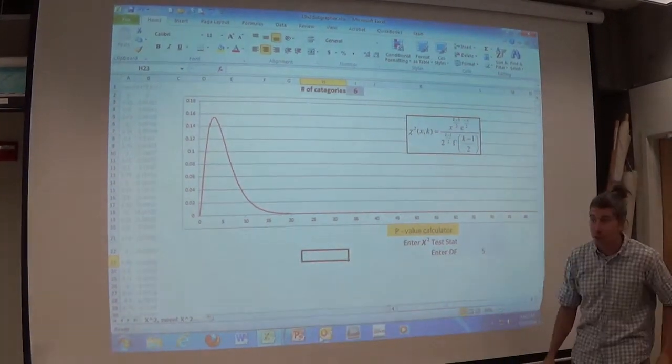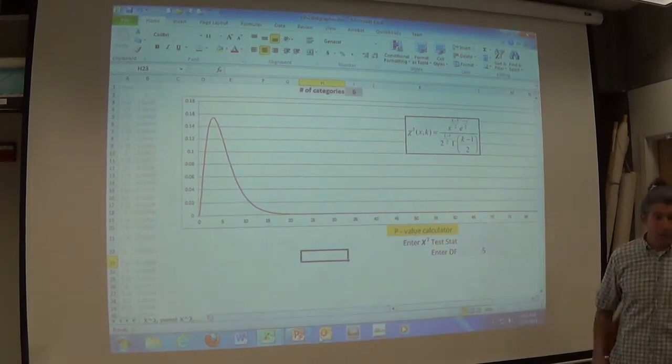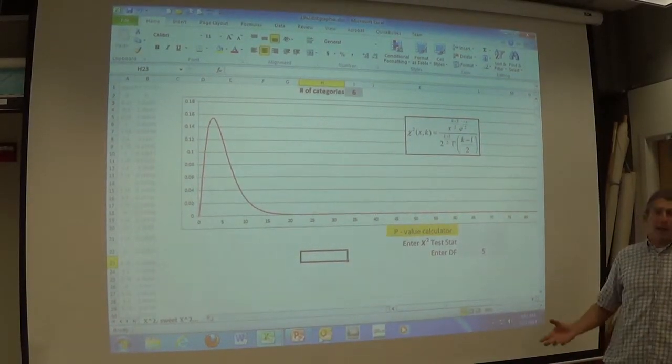That's the equation you never have to use. I had to use it to build the thing. I put it there so that when I was setting up my spreadsheet, I got the formula right. Because I don't memorize these things, you shouldn't either.